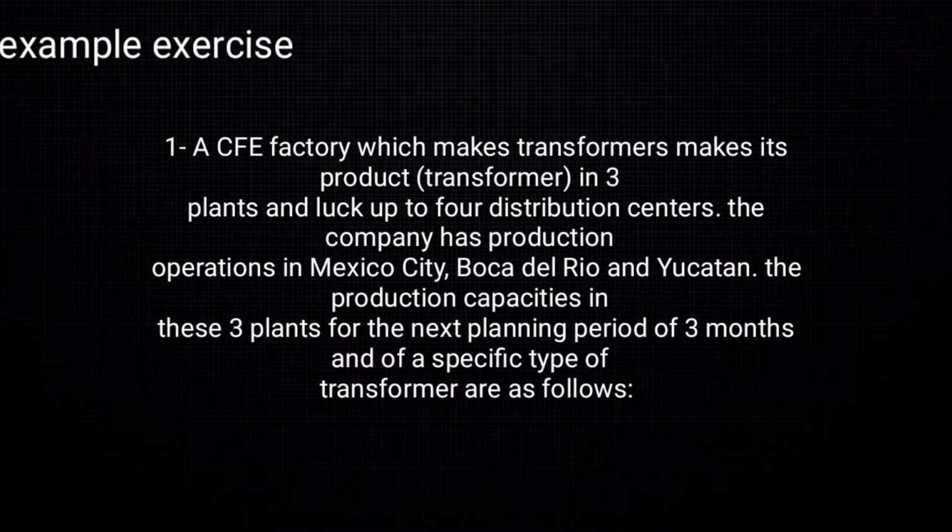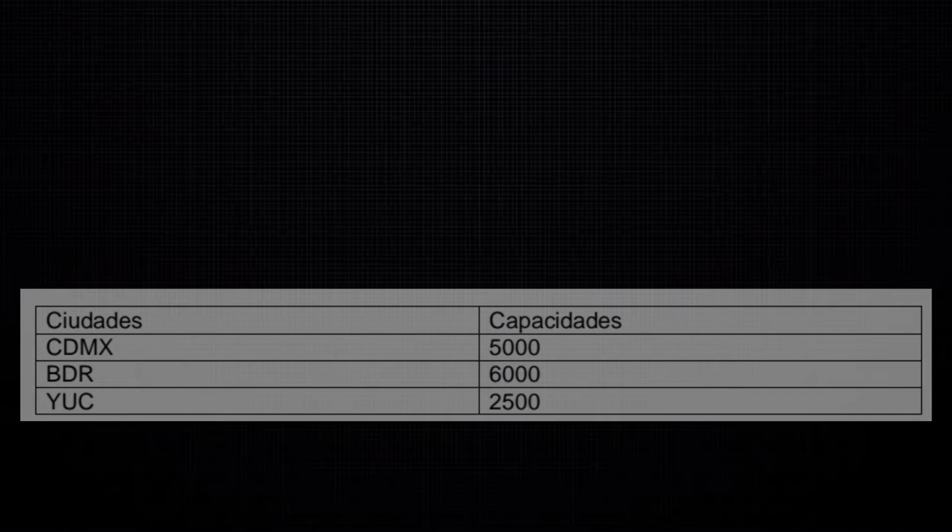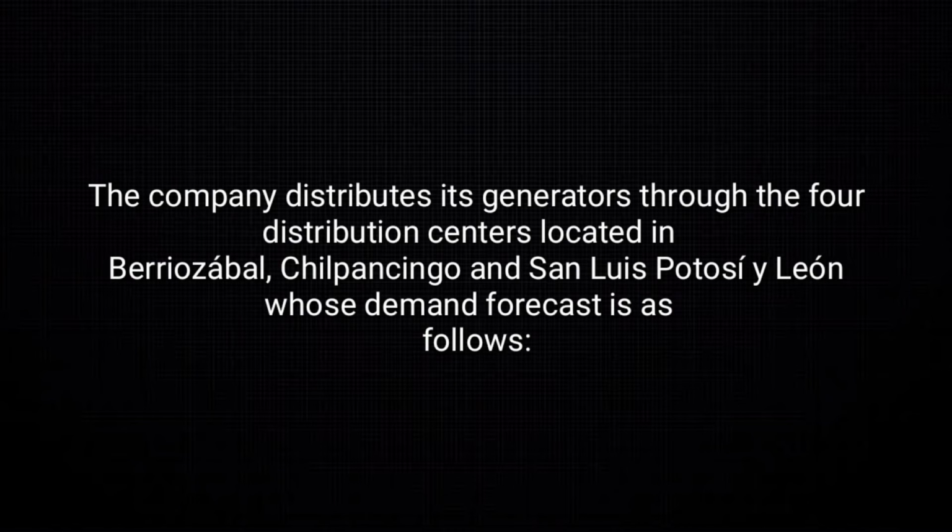A CFE factory which makes transformers produces its product in 3 plants and distributes up to 4 distribution centers. The company distributes its products through the 4 distribution centers located in various cities: Chilpancingo, San Luis Potosí and León, whose demand is as follows.